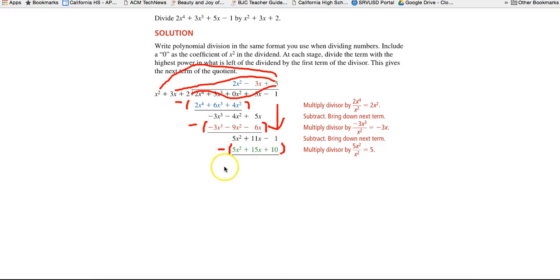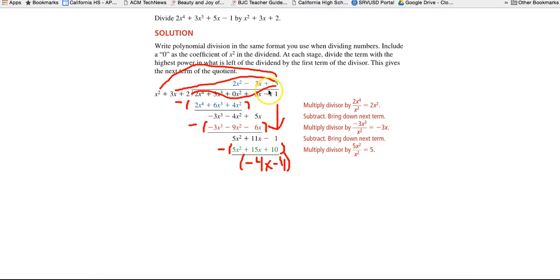Now you're going to see right here we don't have any more terms, and we're not ending with a nice even 0. So in this case, we're going to have a remainder. Our quotient is 2x squared minus 3x plus 5. That's going to be our quotient. And our remainder is going to be whatever we get here through doing this subtraction. So here we're going to have minus 4x, and here we're going to have negative 1 minus 10, so minus 11.